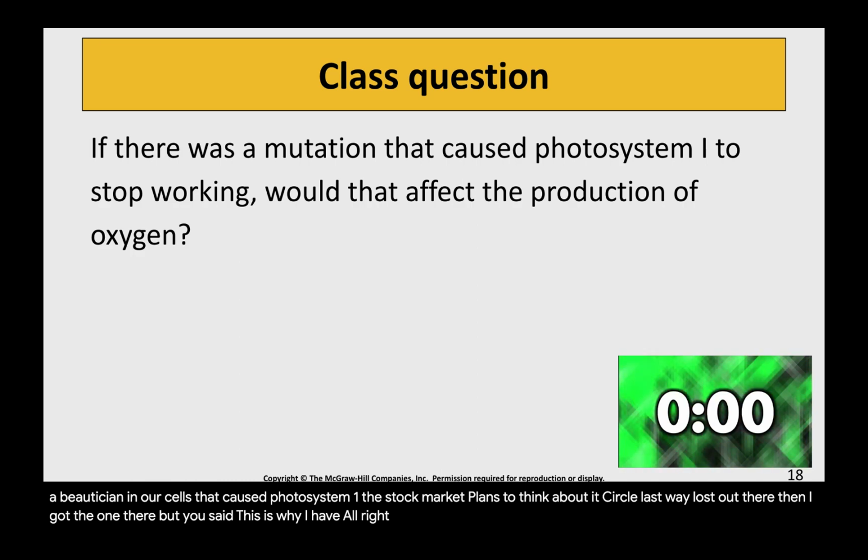All right, what are we thinking? There's a mutation in photosystem 1. What is that going to do to the production of oxygen?